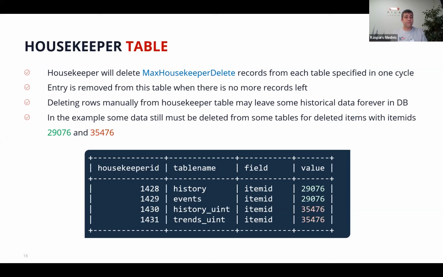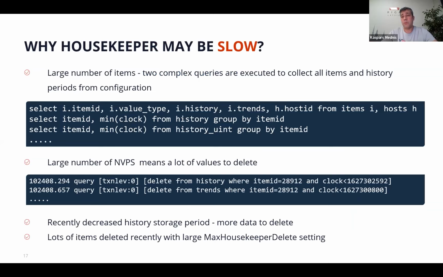Okay. And yes, we have a lot of complaints that housekeeper is slow, because it's a heavy process. First, why might it become slow? If you have a large instance and a large number of items, just look at the first query. This is basically how housekeeper knows what to delete. If you are a little bit familiar with SQL, you will understand: the first row is creating an array in memory for the housekeeper process, an array of items and storage periods. So now housekeeper knows all the items and all the storage periods from this query.